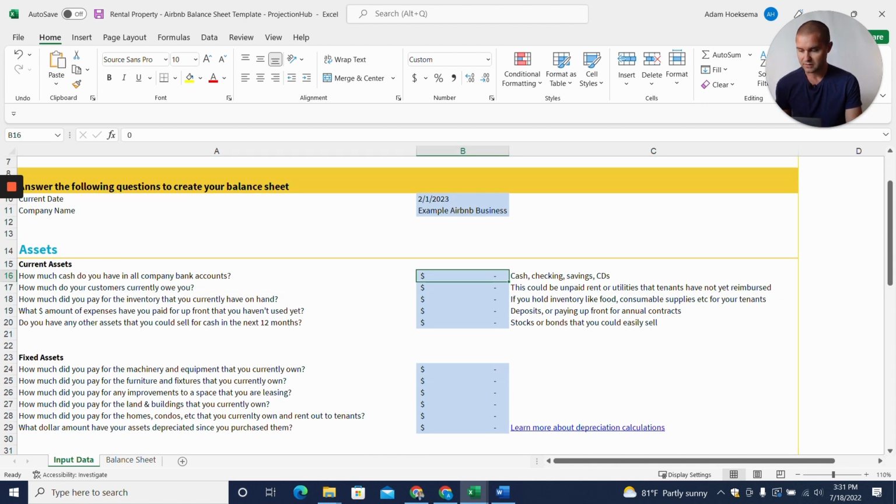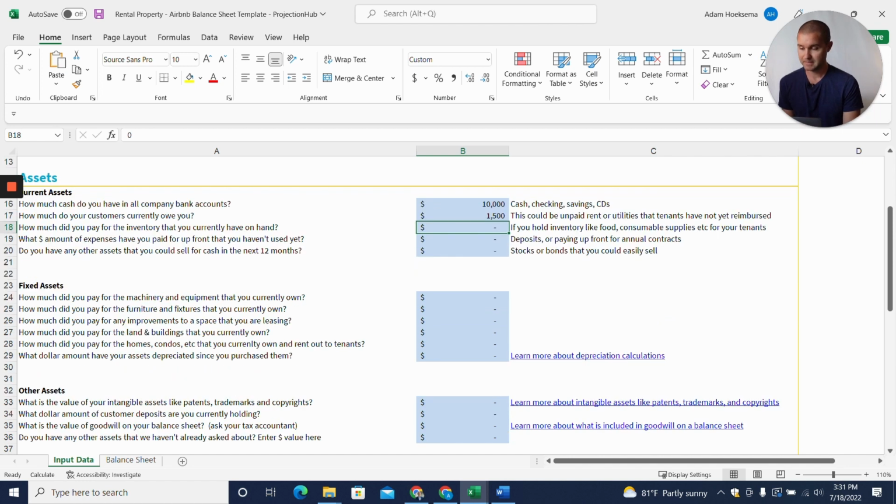We want to fill out all of the answers to all of these questions. So how much cash do we have in company bank accounts? Let's say we've got $10,000. How much do our customers currently owe us? Maybe we've got one person that's behind on rent, so $1,500. How much did you pay for the inventory that you currently have on hand? So in this example, let's say it's an Airbnb and maybe you have some consumables like some food that you buy in bulk for your different units, and maybe paper towel and toilet paper that you're buying in bulk and you have an inventory. So maybe we've got $500 worth of inventory.